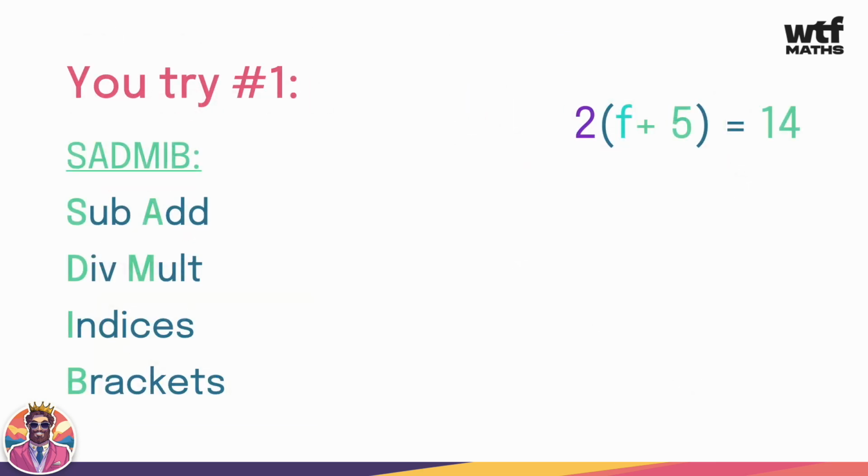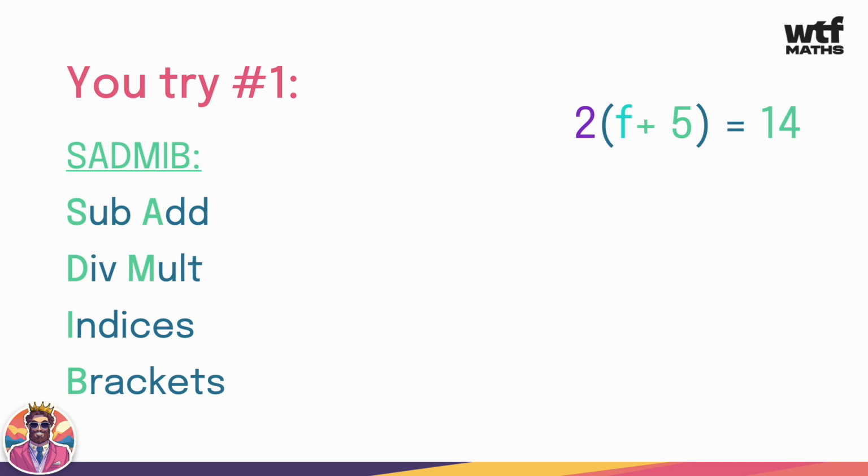Alrighty, I've got a problem for you to try here, okay? So we got 2 on the outside, f plus 5 in brackets equals 14. I want you to pause the video, give it a go. We'll see how you work it out. Cool. Hopefully you gave that a go. Now, if you decided to expand, that's perfect. You go for it. You should get the right answer.